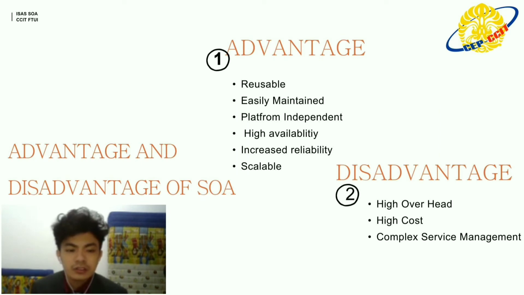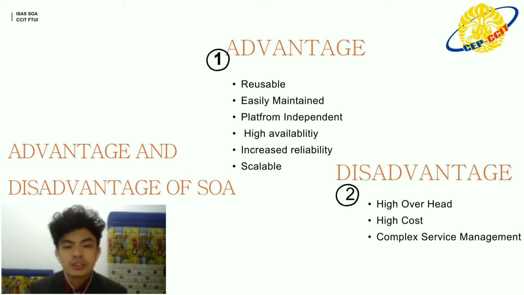And then the advantages of service-oriented architecture. The first advantage is reusable. We say reusable because an application can use an existing service. So there is no need to create a new service for a new application. The application can use an existing service that was made for another application. Because of that, it's called reusable.